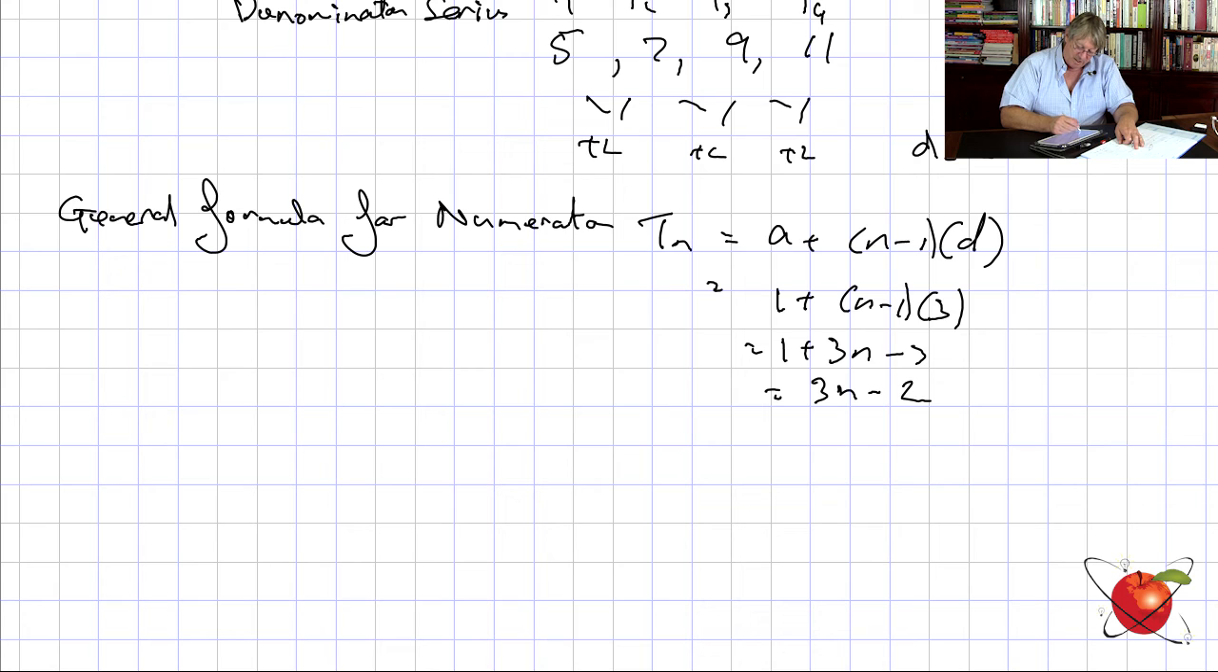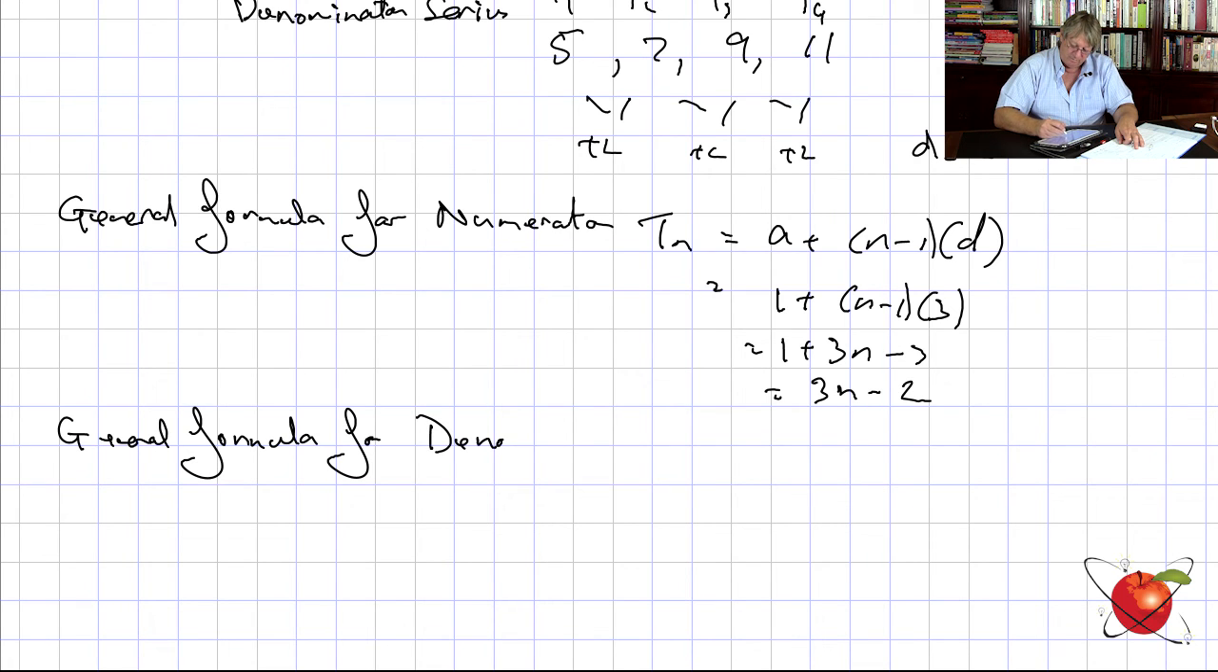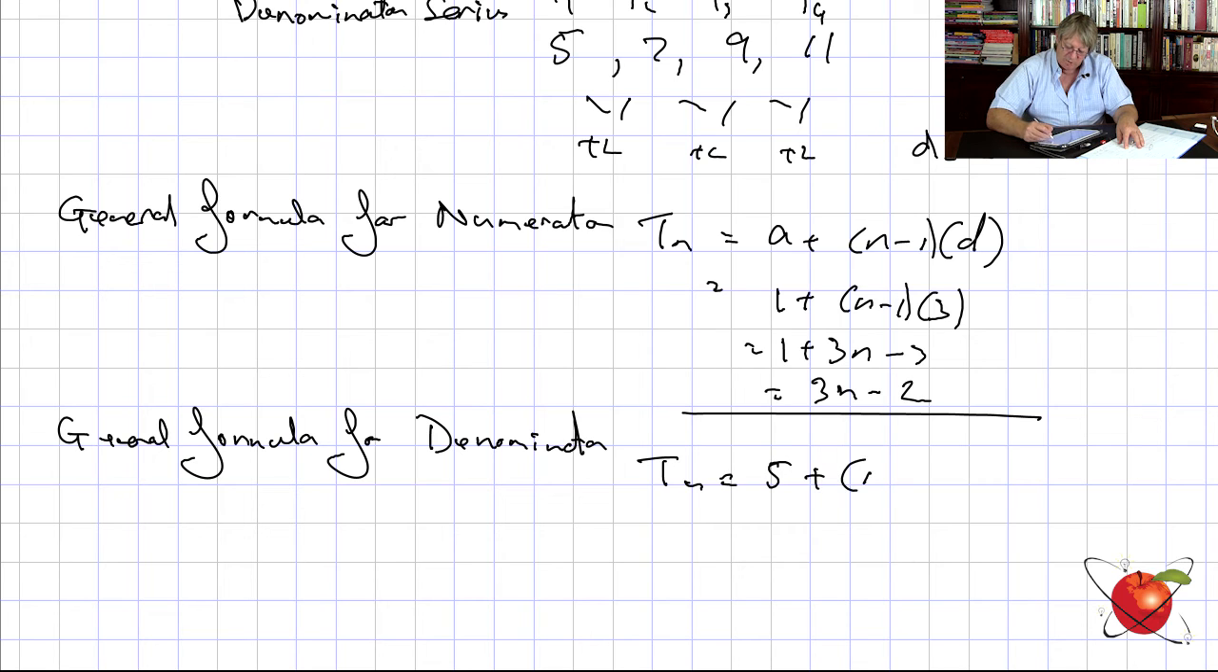Now let's look up the general formula for the denominator. Tn, remember, that's a totally separate thing. Tn over here is equal to A, which is 5, plus n minus 1 times D, which is 2. 5 plus 2n minus 2 is equal to 2n plus 3.